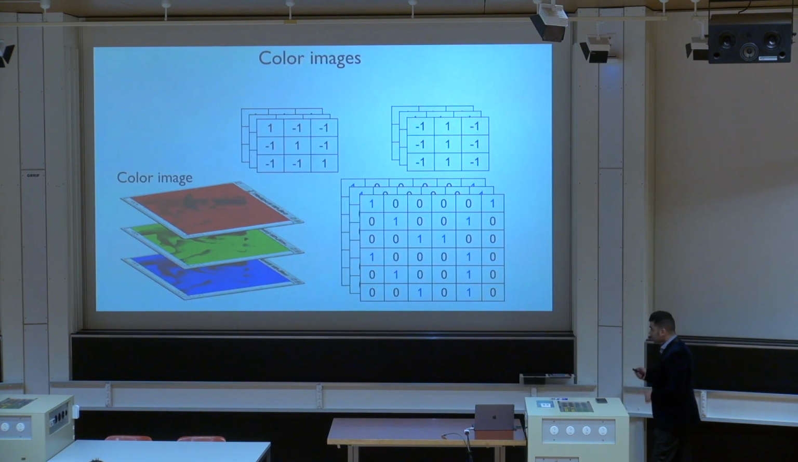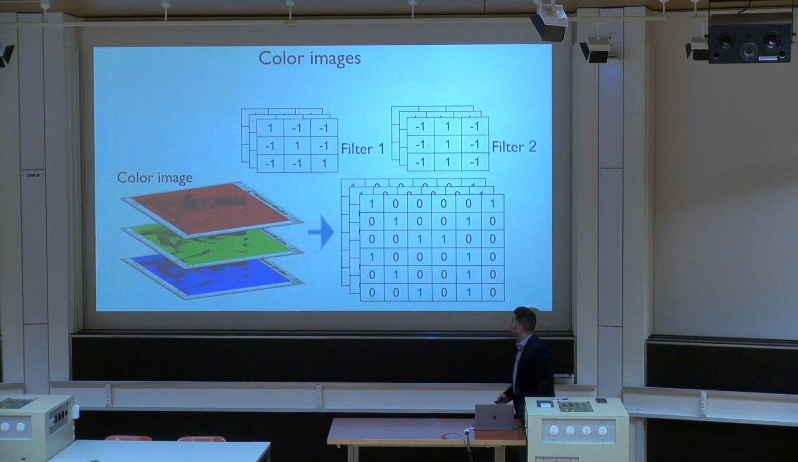For color images, as I said, the depth of your filter should exactly match the depth of your input, which is 3. What you do is apply the dot product for every channel independently, and you sum it up to get one single output, okay? Make sense?